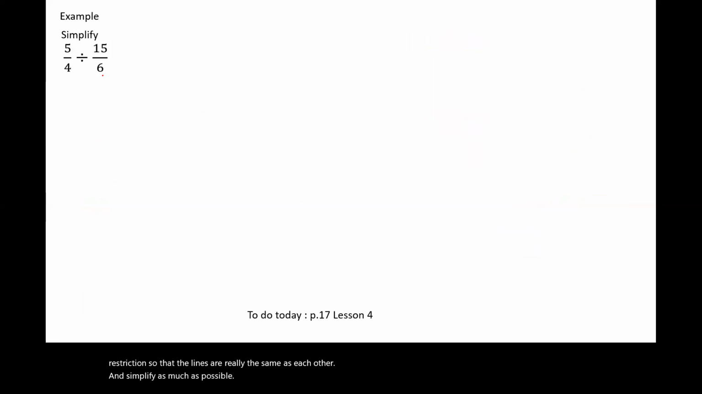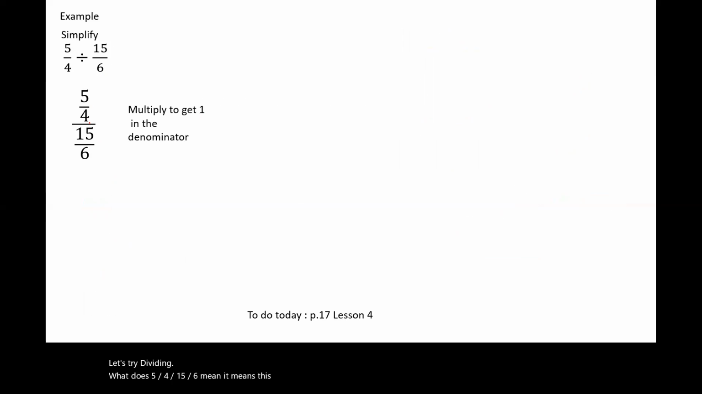Let's try dividing. What does 5/4 divided by 15/6 mean? Oh, it means this. And if we were to multiply to get 1 in the denominator, we'd have a much nicer fraction. So if I wanted a 1 in the denominator, I'd need to get rid of a 6 and get rid of the 15, because then those would reduce. Now, if I do it to the top, I have to do it to the bottom.